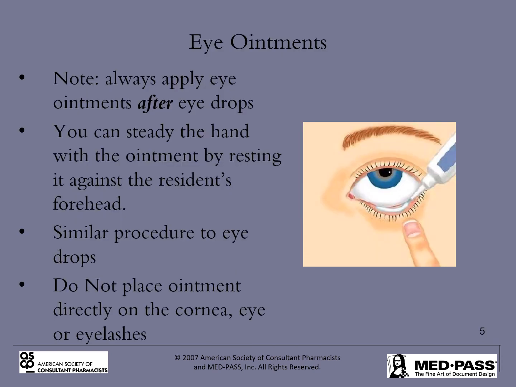Eye ointments. These are always administered after eye drops, and if you need to steady your hand when placing the ribbon of ointment in the resident's under eye, you're going to just rest against the resident's forehead. It's a very similar procedure to eye drops, just instead of placing a drop, you're going to be placing a ribbon along the inside pocket of the bottom of the eye. Do not place the ointment directly on the cornea or directly on the eyes or eyelashes.